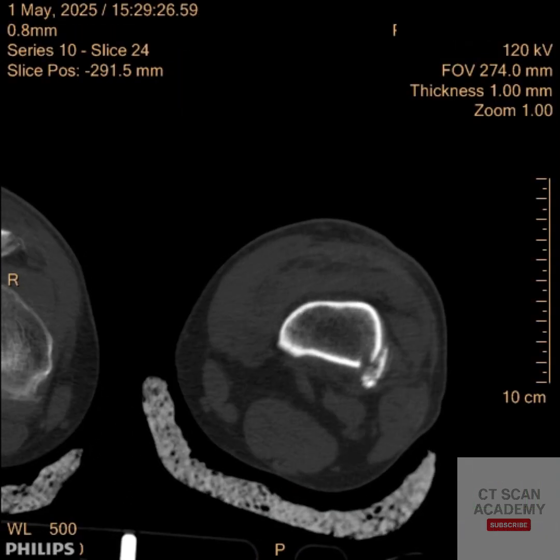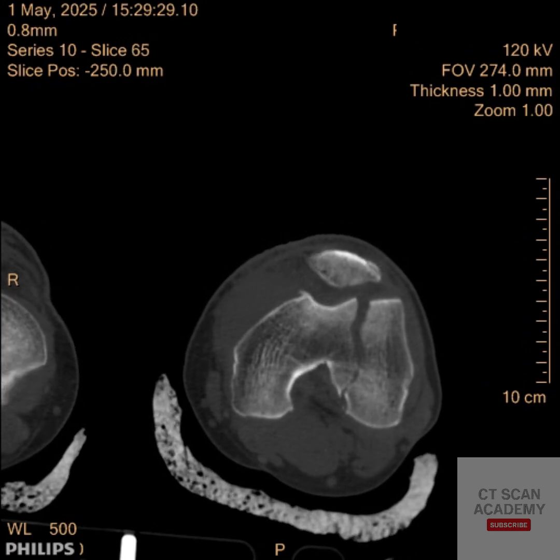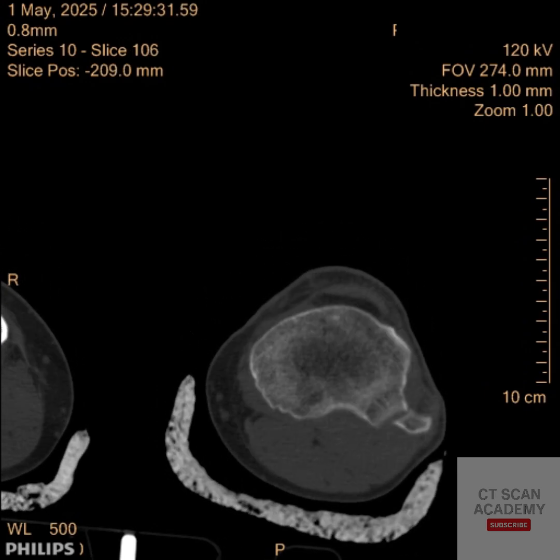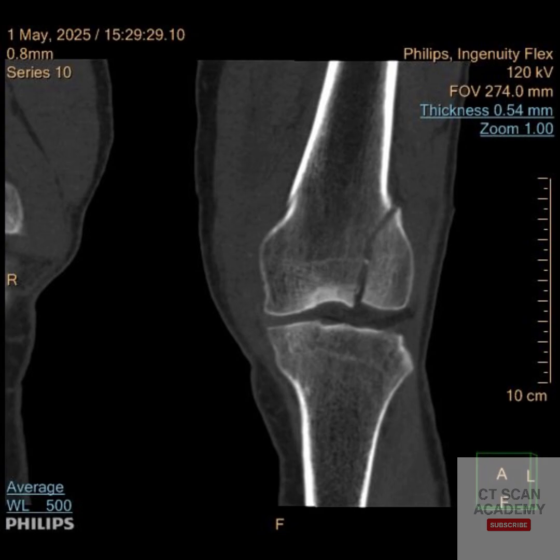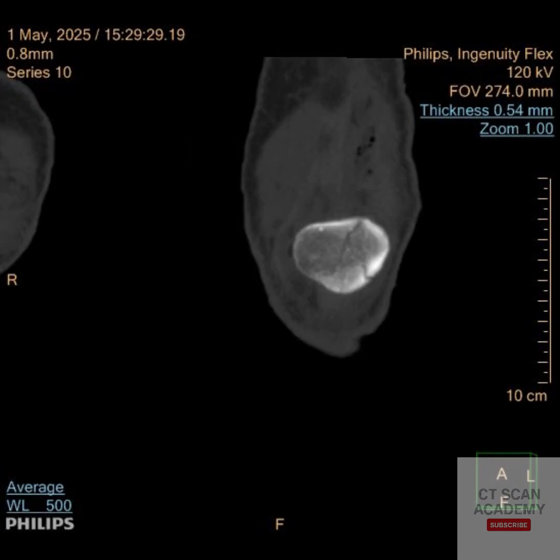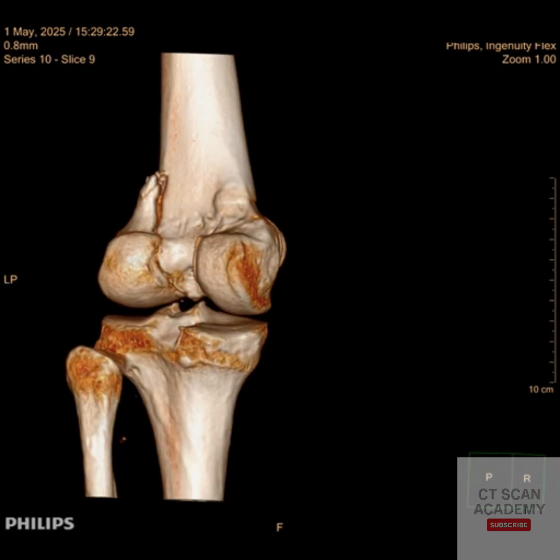A comminuted intra-articular fracture of the lateral femoral condyle is present. When a fracture extends into the joint, it can lead to severe pain, instability, and restricted knee movement, and may also injure the knee ligaments.